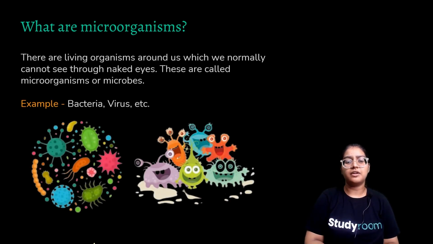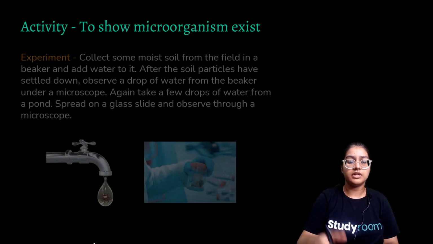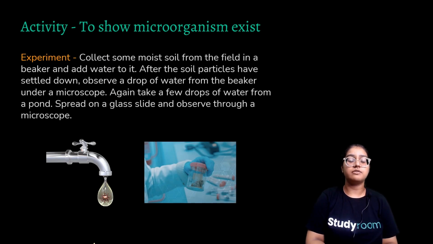What exactly are microorganisms? Microorganisms are living organisms which live around us but we cannot see them with the naked or unaided eye. We have to use a microscope to see them, and very common examples are bacteria, viruses, etc. The one thing we know about microorganisms is that we cannot see them through our naked eyes.